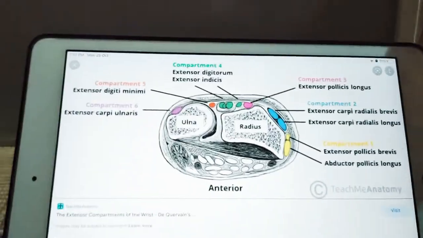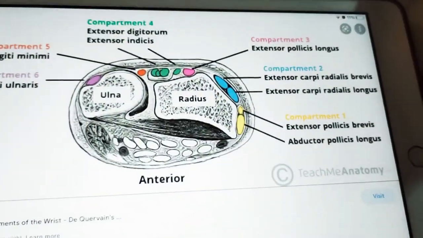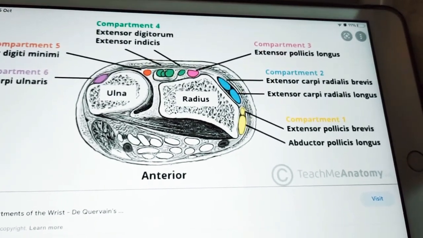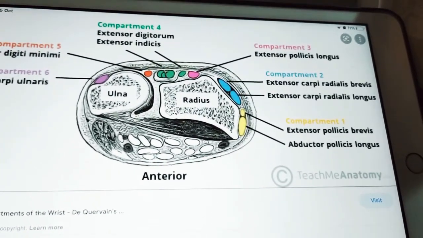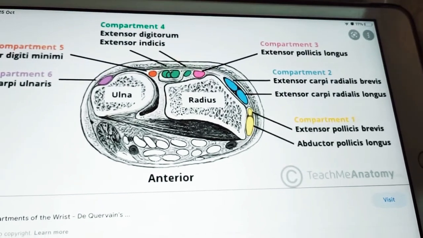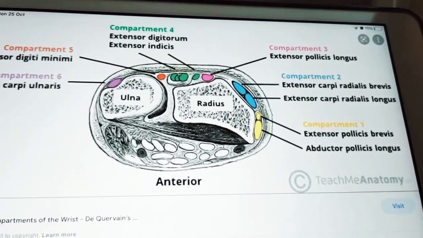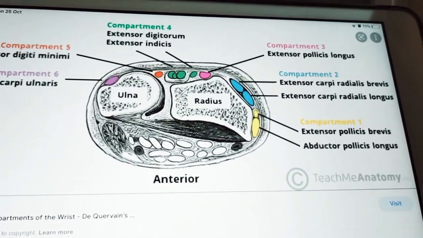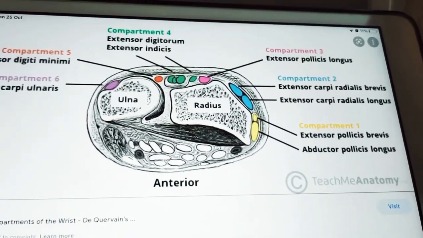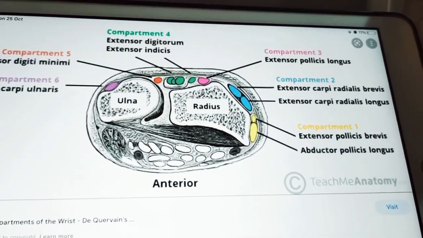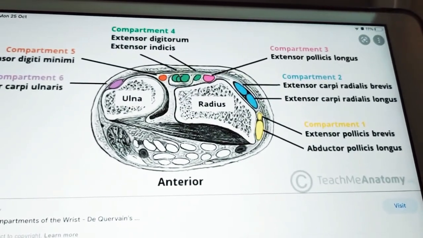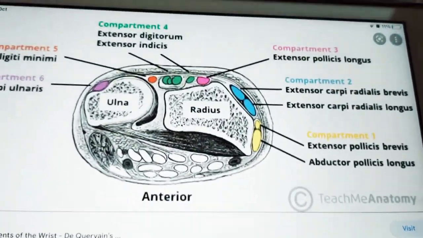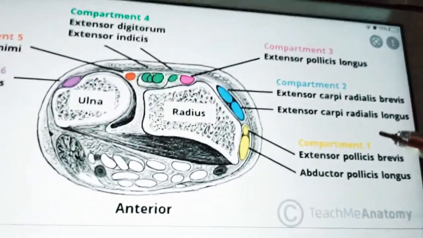Now we'll understand what the compartments are. Our first compartment has the extensor pollicis brevis and the abductor pollicis longus, right? What are these muscles? If you remember, we just discussed the posterior compartment muscles of the forearm. The extensor pollicis brevis and the abductor pollicis longus are both deep muscles, right? These also take part in the anatomical snuff box. So remember compartment 1.